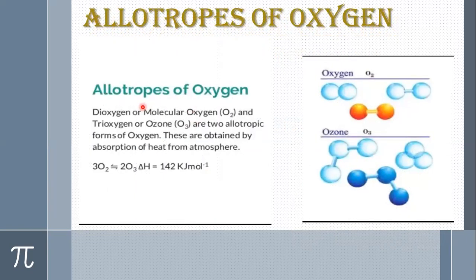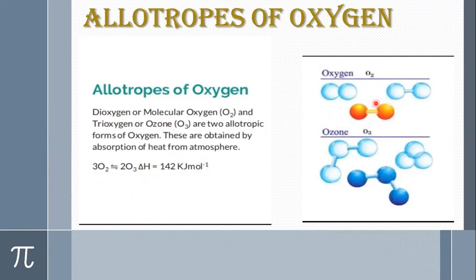Allotropes of oxygen. The most common forms of allotropes of oxygen are O2 and O3. Dioxygen or common oxygen, molecular oxygen O2, and trioxygen, that is O3, ozone, are the most common forms of allotropes of oxygen. These are obtained by absorption of heat, that is 142 kilojoule per mole of energy, and it results in conversion of oxygen molecule to ozone molecule and vice versa.